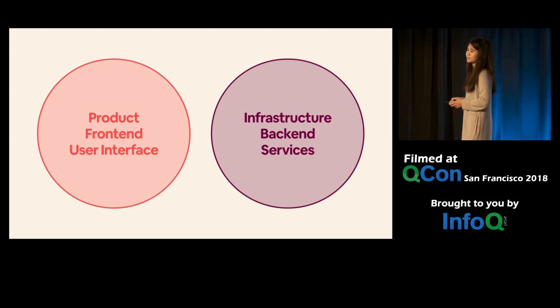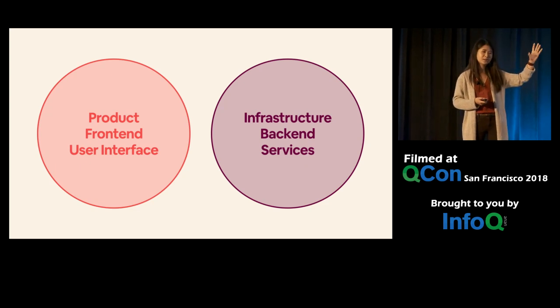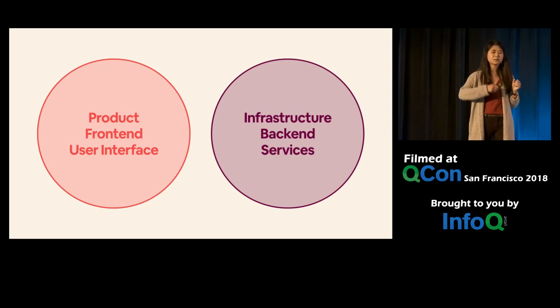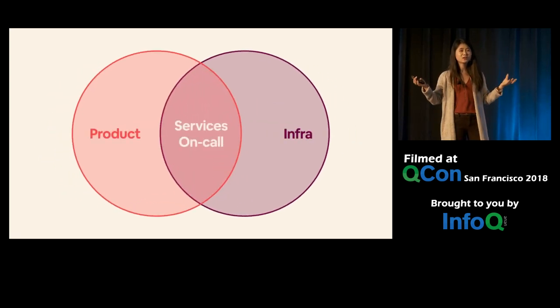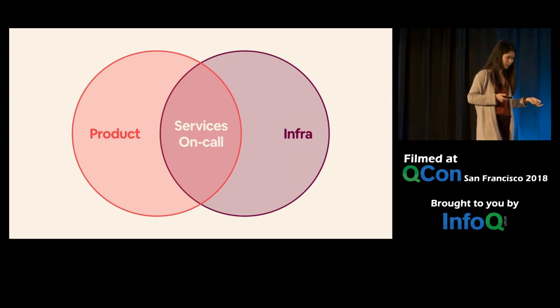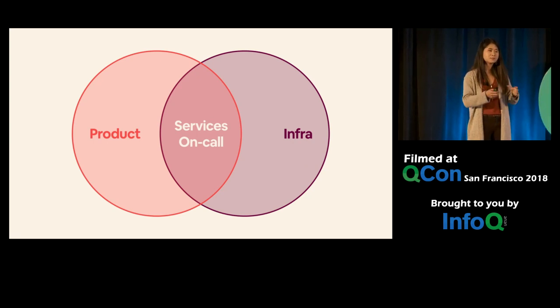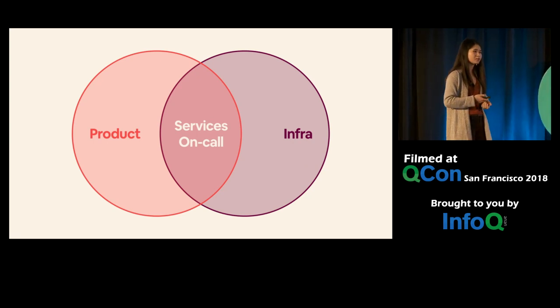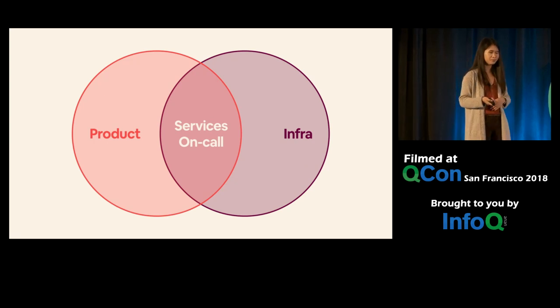Previously, we had our product engineers focused on front-end and user interface type features. And they were separate from our infrastructure engineers who worked on back-end and some services. But now, all teams are service owners. We've abolished our on-call rotation, the sysops, and instead, we have per team on-call. Each team is responsible for their own services and keeping them alive and functional.